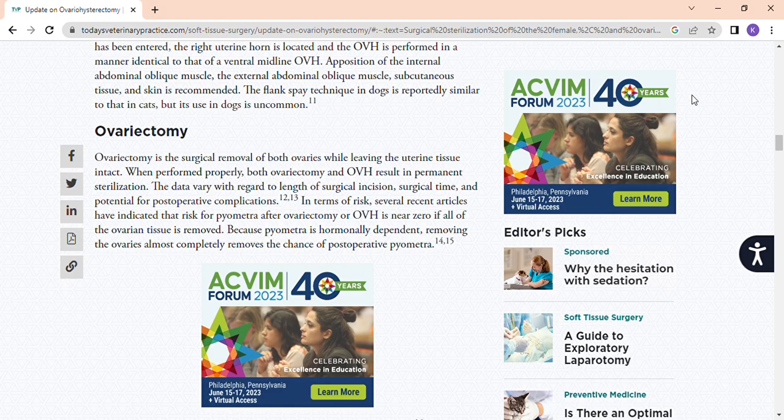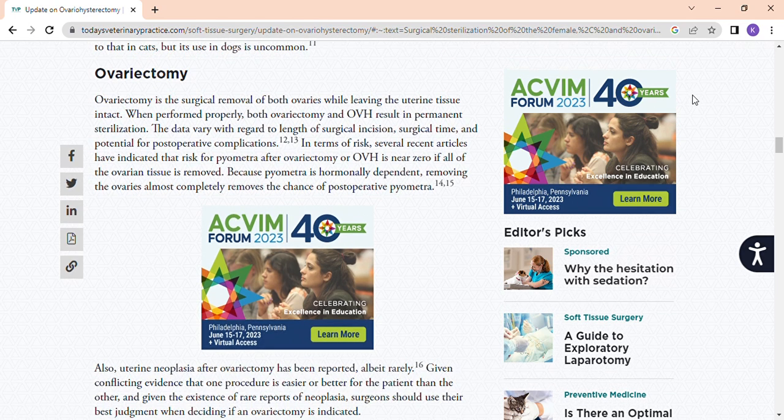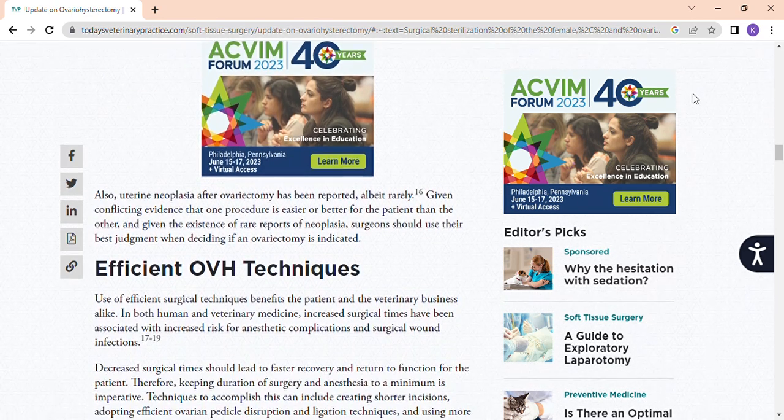The risk of post-operative infections and post-operative pyometra is near zero if all of the ovarian tissue is removed, because pyometra is hormonally dependent. Removing the ovaries almost completely removes the chance of post-operative pyometra.